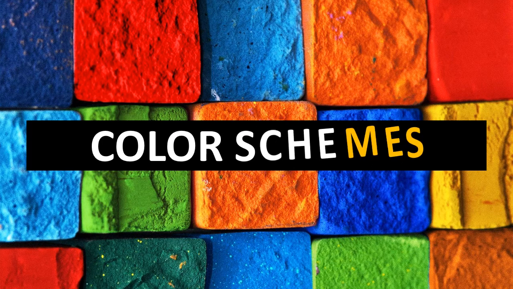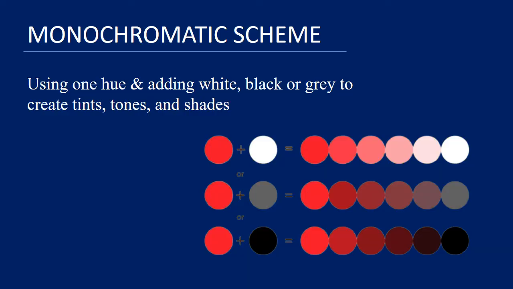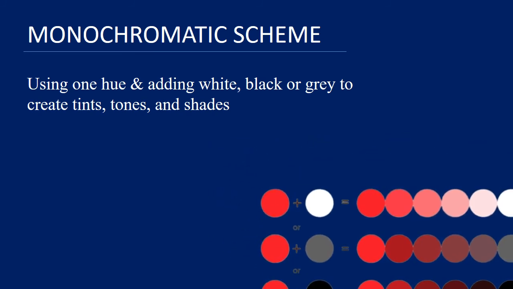Next, let's look at color schemes. Monochromatic color scheme is adding white, black or grey to another color in order to create tints, tones and shades.